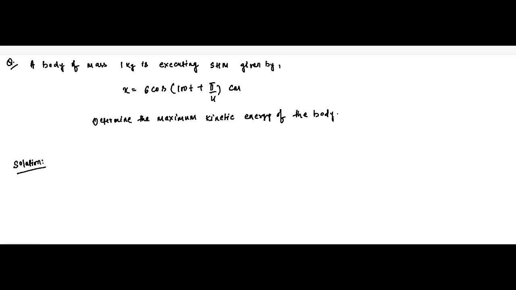It is given that a body of mass 1 kg is executing simple harmonic motion given by the equation x is equal to 6 cos (100 t plus pi by 4) centimeter. We have to determine the maximum kinetic energy of the body.